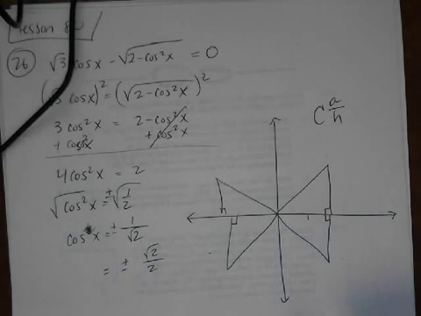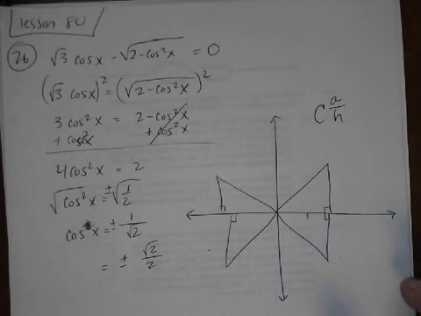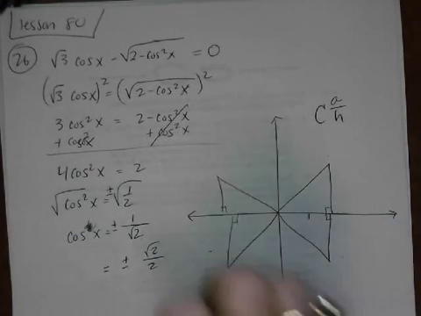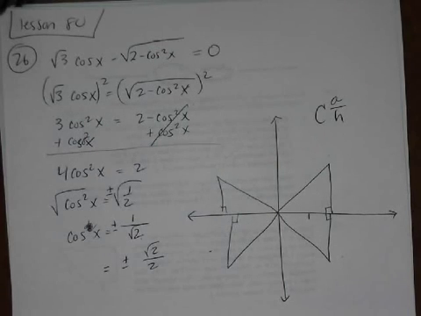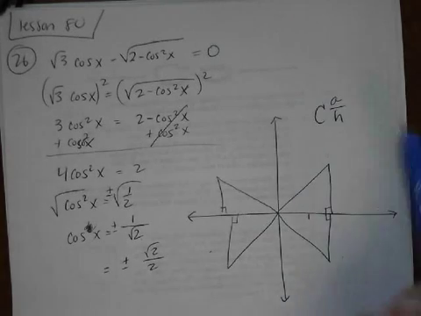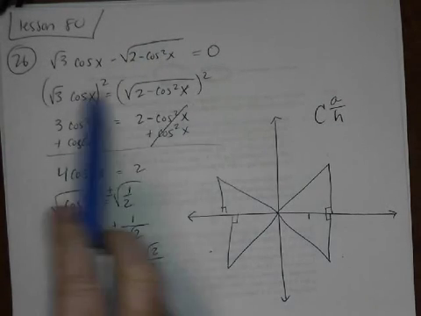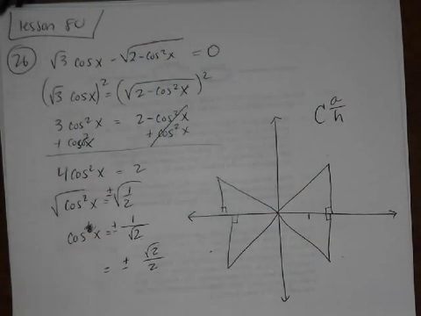This is pre-calc, lesson 80, number 26. And so here's our problem. On a problem like this, when you have radicals, you're going to want to isolate the radical so you can square both sides and get rid of the radical.